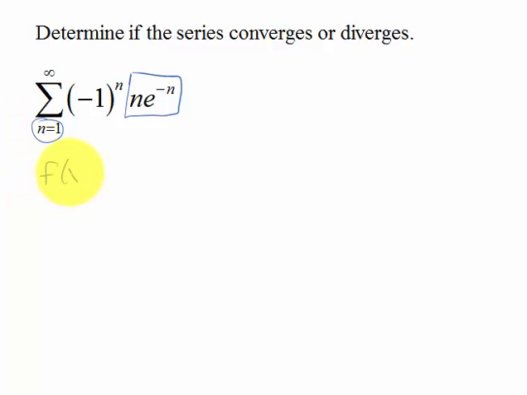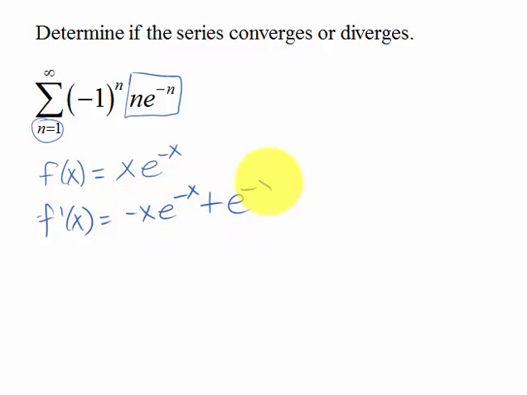Well, let's look at a function that has this as its integer values, and let's go ahead and take the derivative of this function. So we have a product rule: first times the derivative of the second plus the second times the derivative of the first. We could factor an e to the negative x out, and we see we would have negative x plus 1.